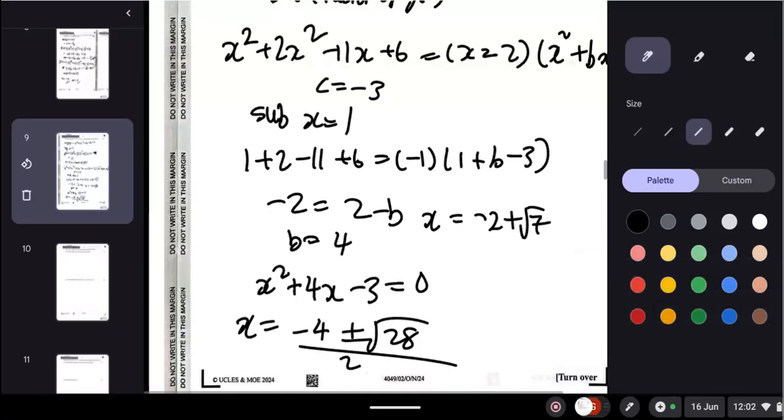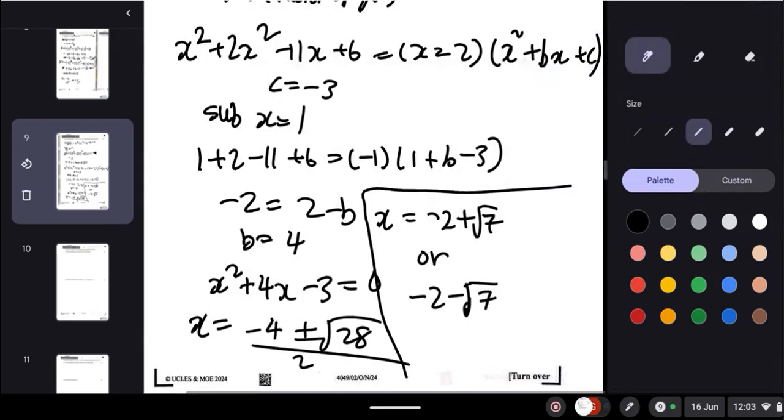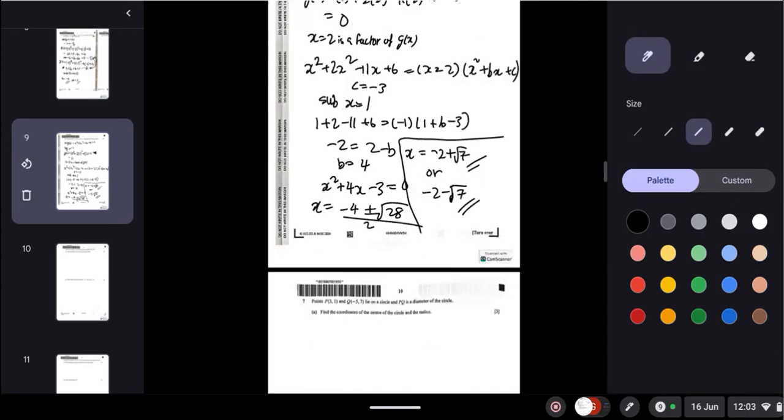This is one answer. Please write the bracket here if you have no space in the exam, please. Or that's 2 minus root 7. So yeah, this is the thing. Okay, right?